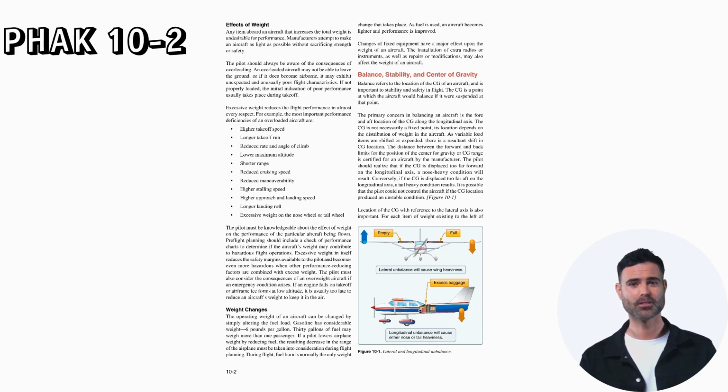Excessive weight reduces the flight performance in almost every respect. For example, the most important performance deficiencies of an overloaded aircraft are higher takeoff speed, longer takeoff run, reduced rate and angle of climb, lower maximum altitude, shorter range, reduced cruising speed, reduced maneuverability, higher stalling speed, higher approach and landing speed, longer landing roll, and excessive weight on the nose wheel or tail wheel.